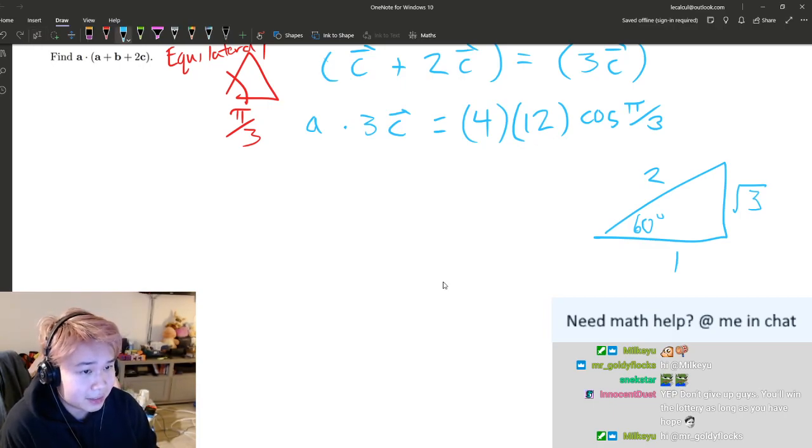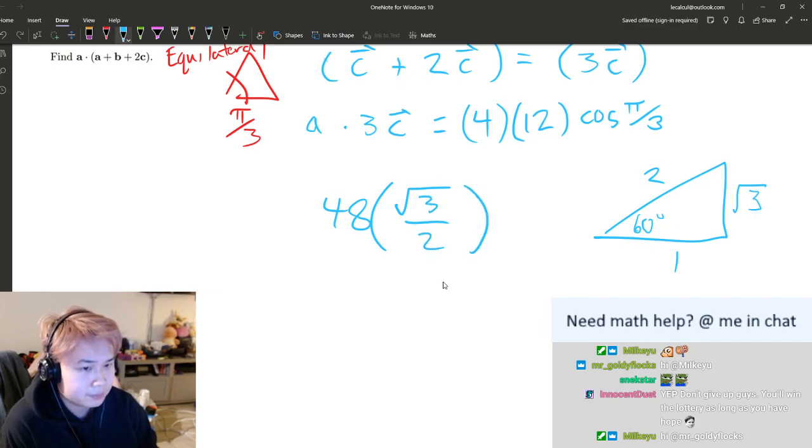Anyways, back to this. Okay, so this is 4 times 12, which is 48. And I'm going to multiply this by cosine, which is root 3 over 2. So 24 root 3.